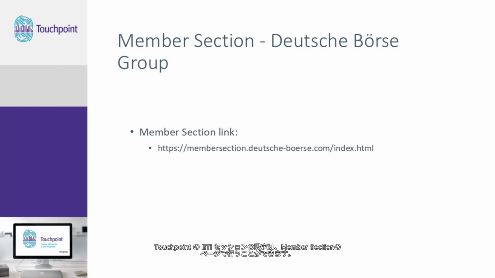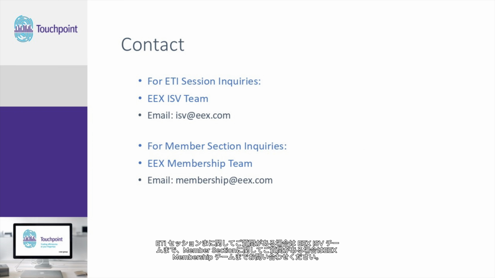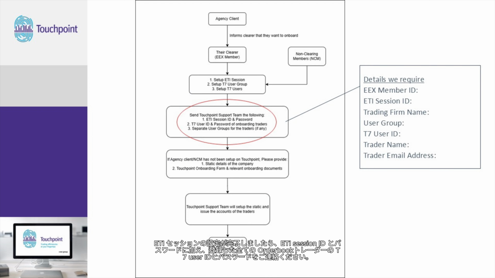To configure the ETI session for Touchpoint, EEX members may visit the Member Section client portal. If you have any questions regarding the ETI session or Member Section, please contact the EEX ISV team and EEX membership team respectively. After the ETI session has been configured, do provide your ETI session ID and password, followed by the T7 user ID and password for all Orderbook traders that you have done the setup for. Please send it to us in the template shown on the right.